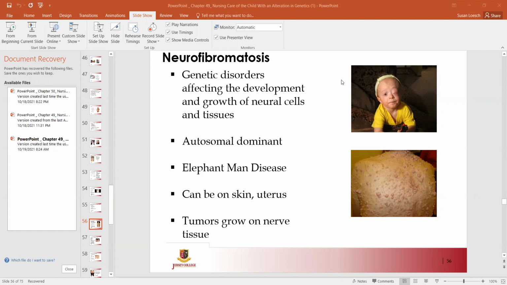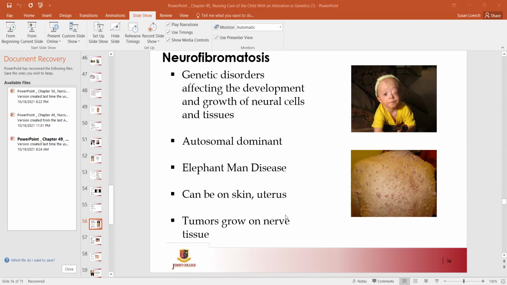However, in about half of the cases, we see a new mutation. The inheritance pattern is autosomal dominant. So offspring of affected individuals have a 50% chance of inheriting the altered gene and presenting with symptoms. Neurofibromatosis is due to a mutation of the neurofibromin gene on chromosome 17. So it's autosomal dominant. It is also referred to as elephant man disease, can be seen on the skin, and tumors grow on the nerves and the tissues.